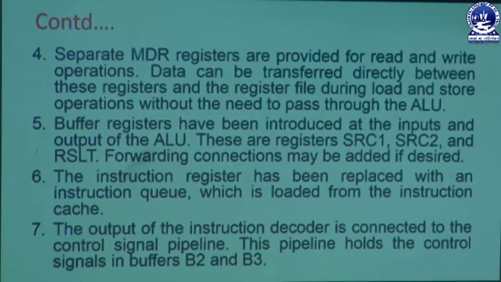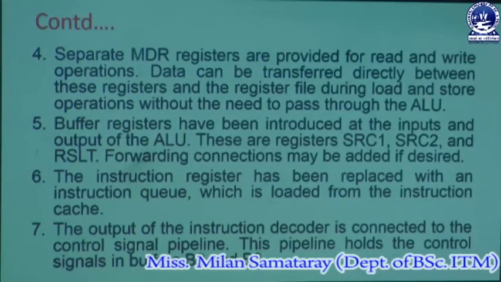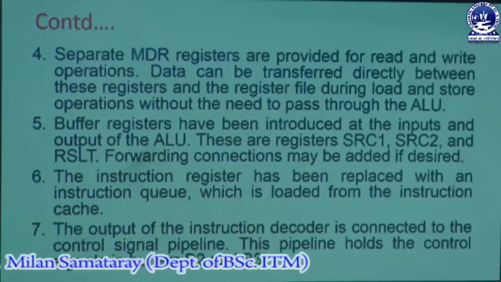That means if the instruction is not present in the instruction cache, then we have to load that from the main memory to the cache, then from that to the processor. So the processor maintains an instruction queue where we have placed the instructions, and from that it can get the instructions. Then the output of the instruction decoder is connected to the control signal pipeline, and this pipeline holds the control signals in buffers B2, B3.